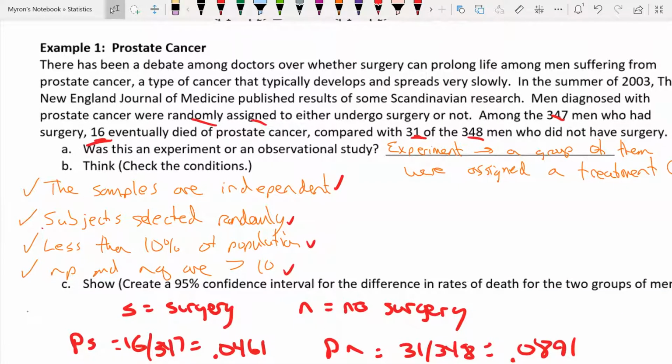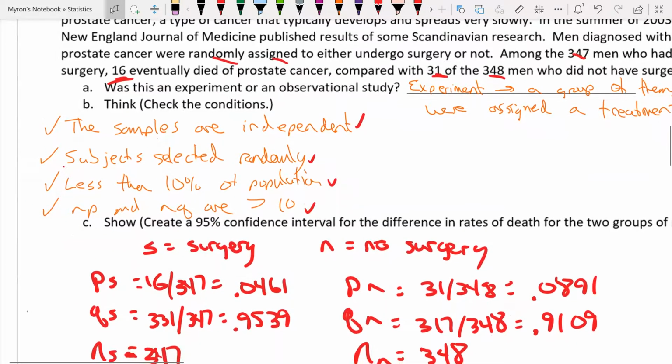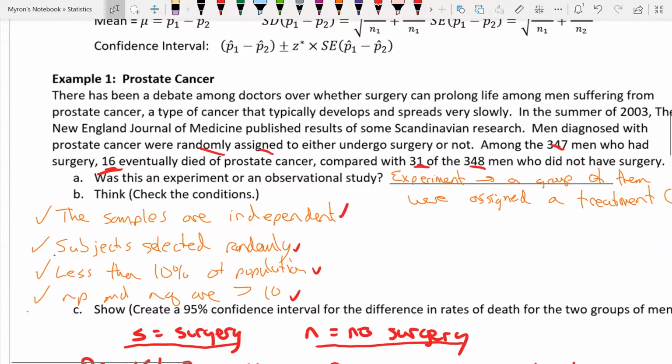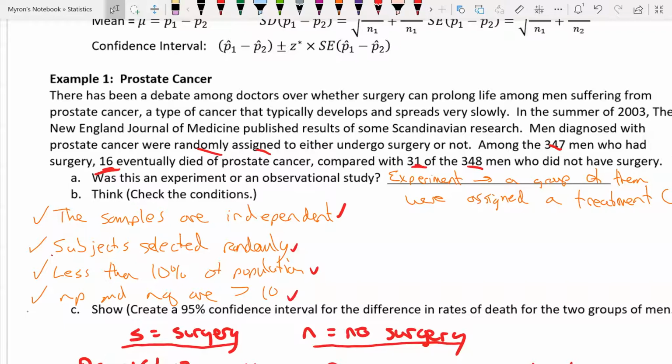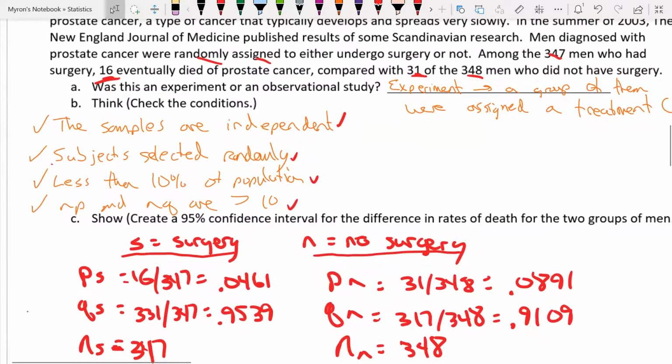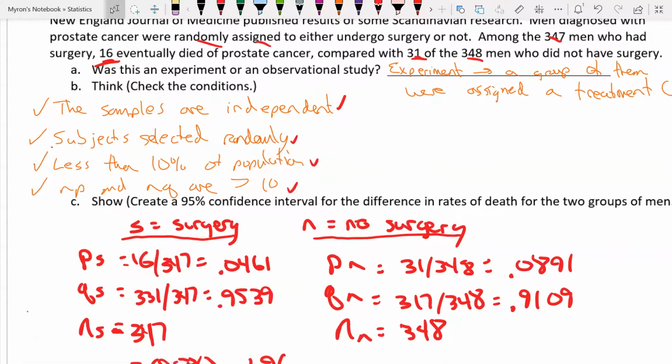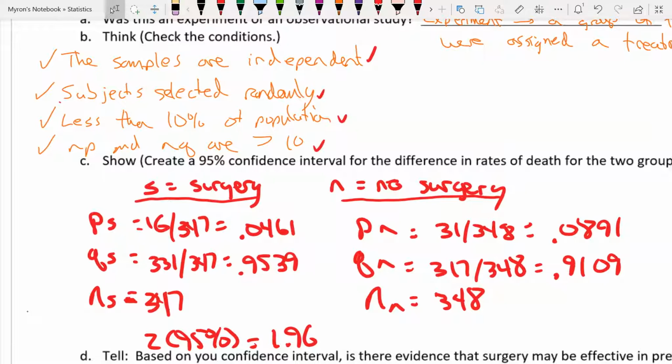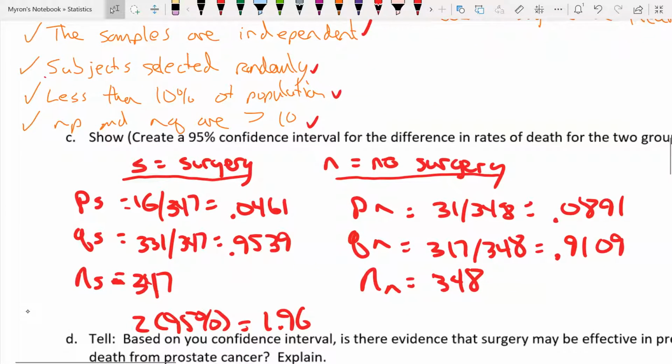So this is how you set up a problem like this. You set up your two groups and give them a letter. Like S is going to be the people that got surgery, and N is going to be the people that got no surgery. So I set up S as surgery, N as no surgery, like that. And for each one, you're going to need p, the percentage of them that died, q, the percentage that lived, and n, the total number of people that had surgery or didn't have surgery. So you'll have that for each of them.